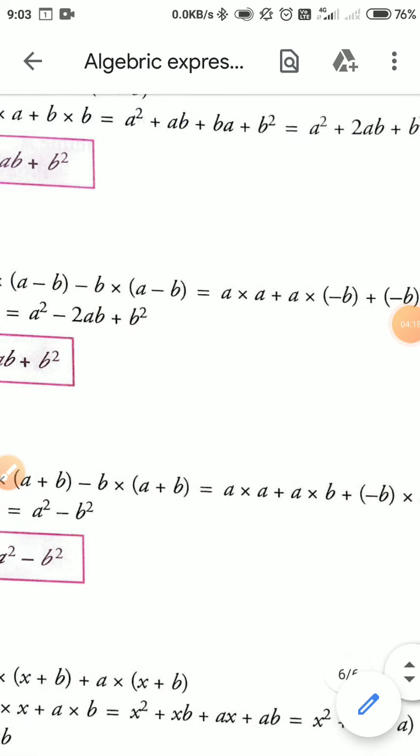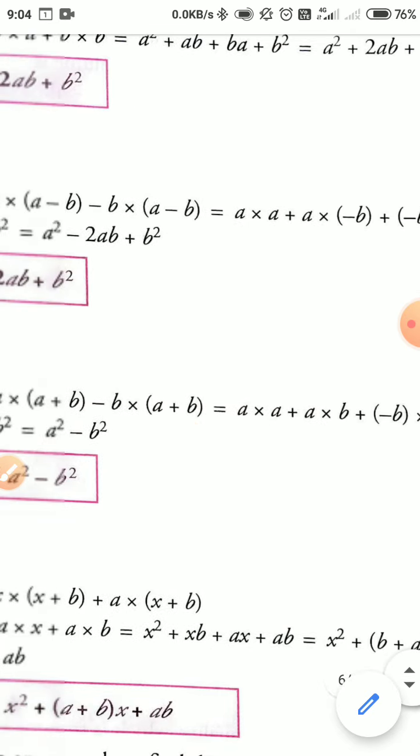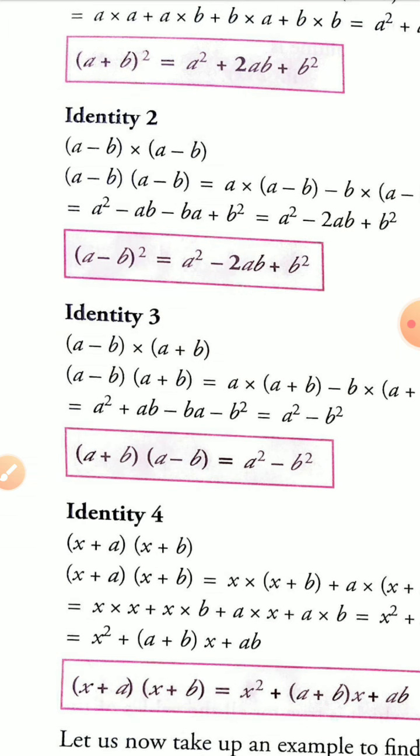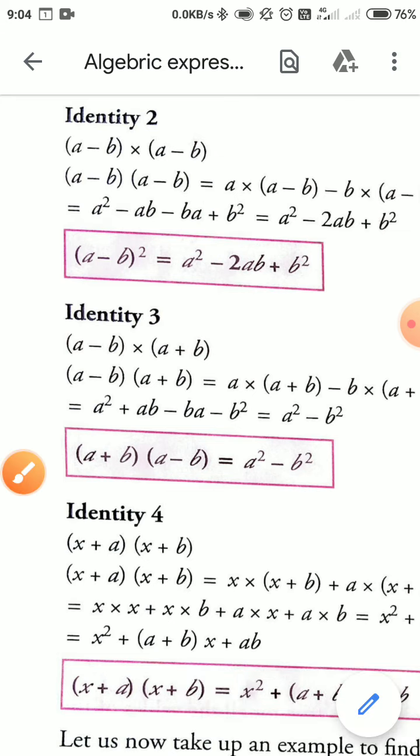So you can see a square minus ab minus ba plus b square, right? Here again we have two like terms. We will simplify these and it will become a square minus 2ab plus b square. So this one again is a very important identity which will be used for a very long time. Another, we come to identity 3.